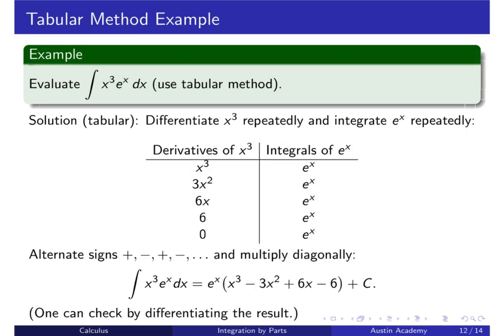Example 6. Let's evaluate the integral of x^3 times e^x using the tabular method. We differentiate x^3 repeatedly and integrate e^x repeatedly, then multiply diagonally with alternating signs. This gives e^x times (x^3 minus 3x^2 plus 6x minus 6) plus c.